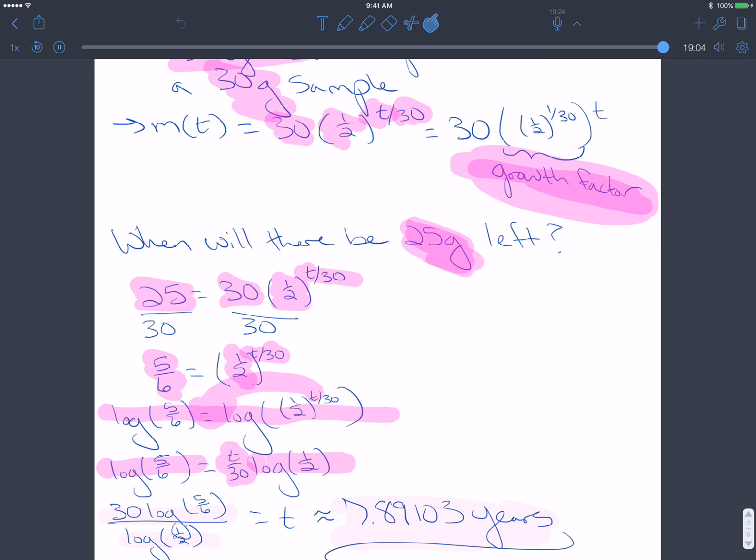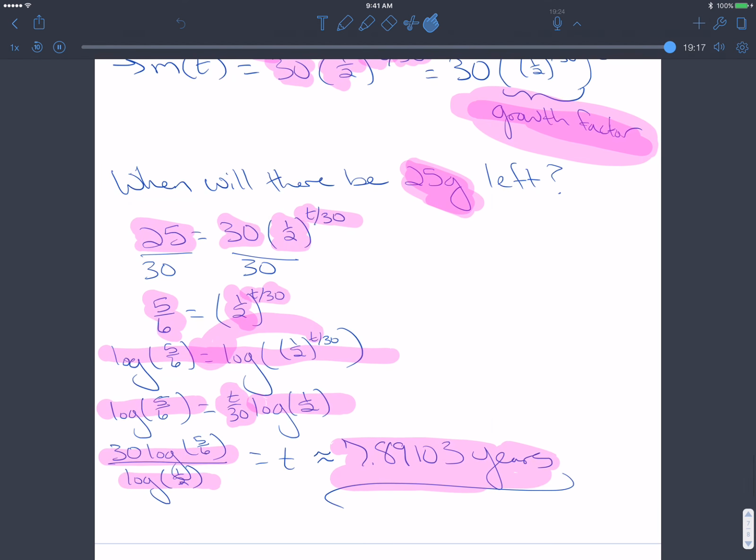Divide by log of 1/2 over 30, which becomes 30 times log of 5/6 over log of 1/2, which is about 7.89103 years. So in a little under 8 years, it will go from 30 grams to 25 grams of material.